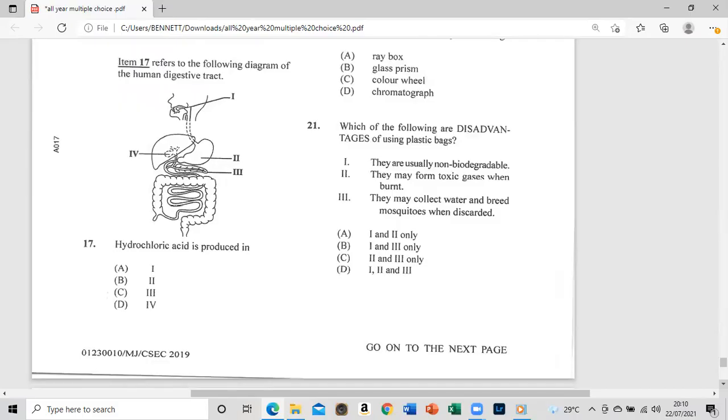Now look at the diagram of the human digestive tract. They say hydrochloric acid is produced in, is it 1?